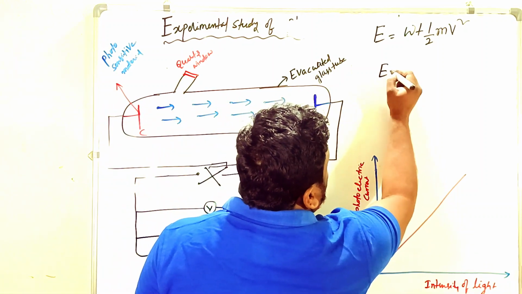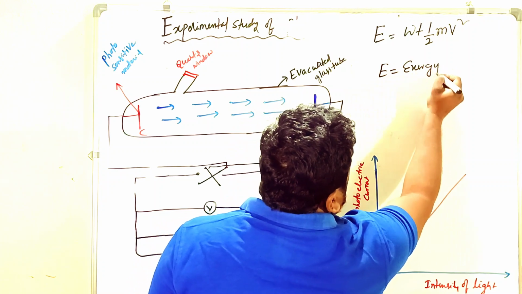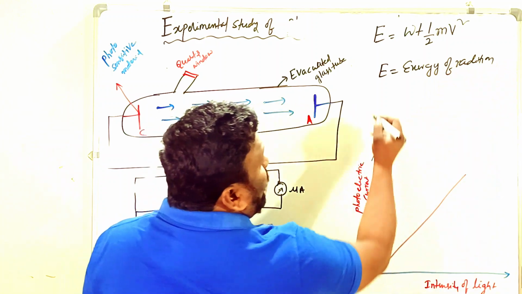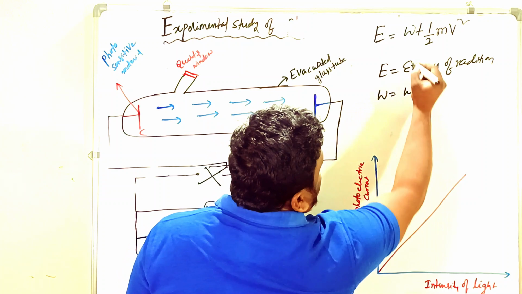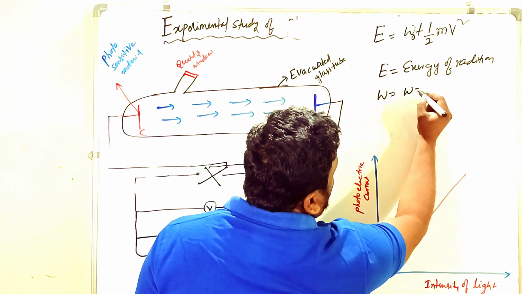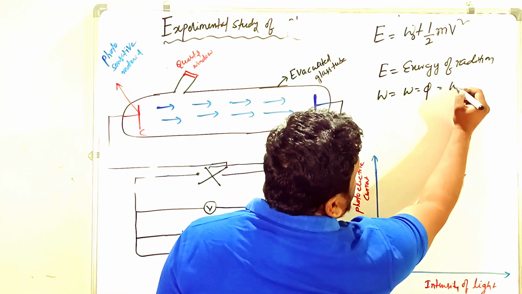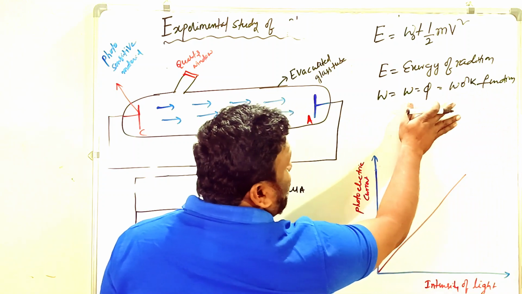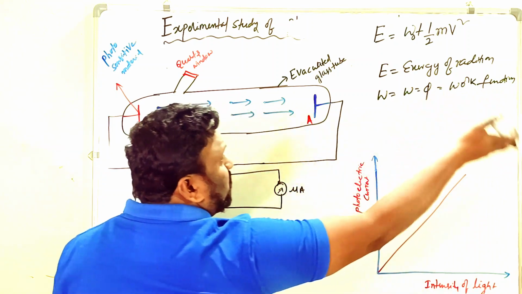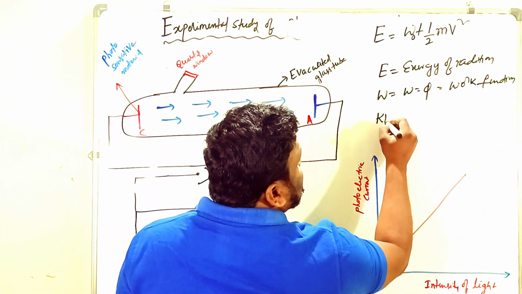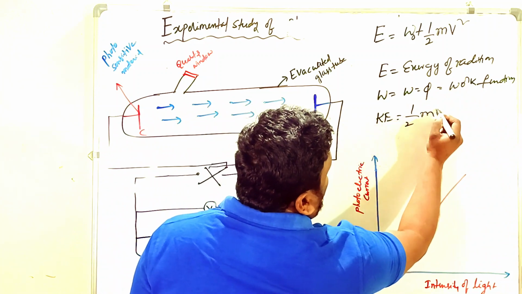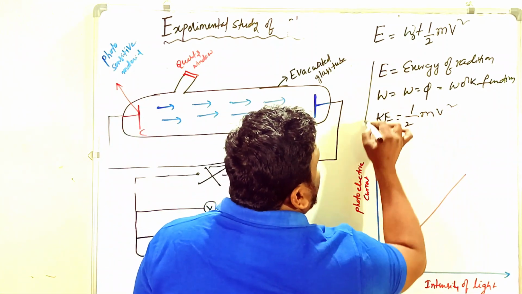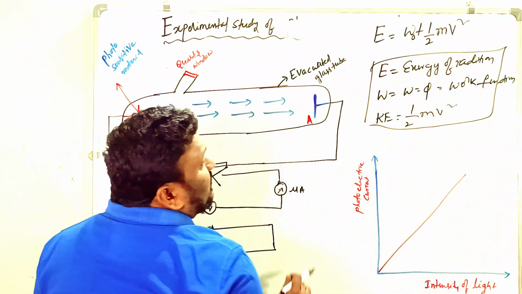E is the energy of radiation incident on the metal surface. And what is W? Work function, W naught or phi, sometimes also known as phi. What is work function? Just now we discussed what work function is: the minimum amount of frequency of radiation required to remove the electron from the metal. Now, what is the kinetic energy? Half mv square. So these are the terms in Einstein's photoelectric equation.